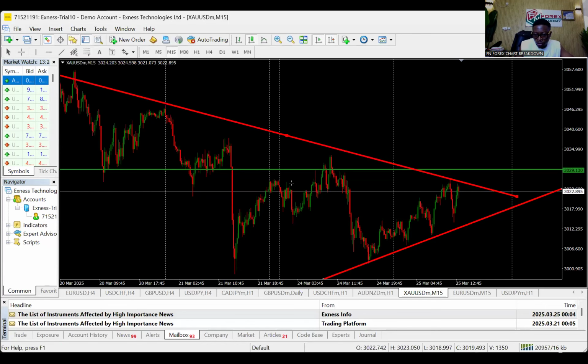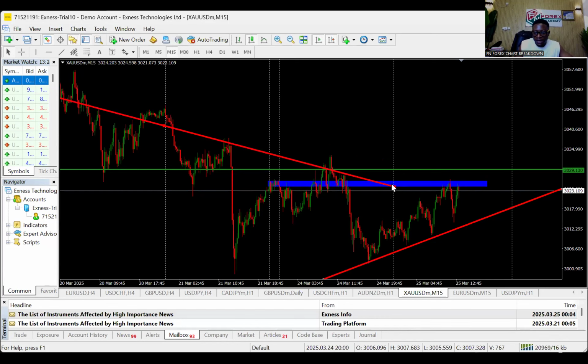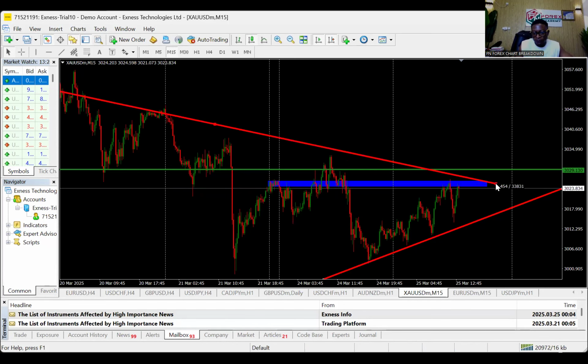If you want to scalp gold here, you're looking at this key level right here, right? You're looking at the market expecting to push down to take this low right here. But now, looking at the bigger picture, the market has to buy.